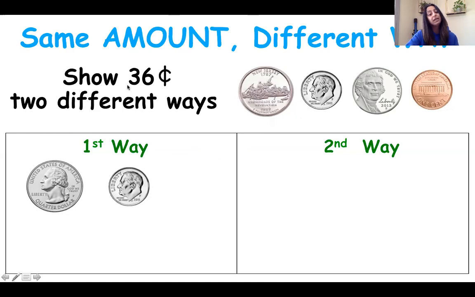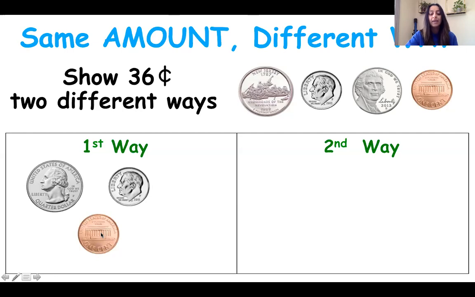Okay, I'm getting pretty close to 36. I'm actually very close. So I probably can't use any more dimes. I definitely can't use any more nickels because I'm only 1 cent away from 36 cents. So my last coin will be a penny. Now I'm going to count my first way just to make sure it equals 36 cents. 25 cents, 35 cents, 36 cents.